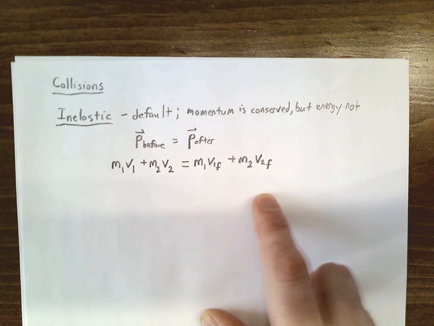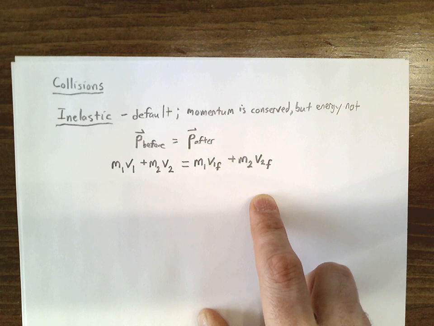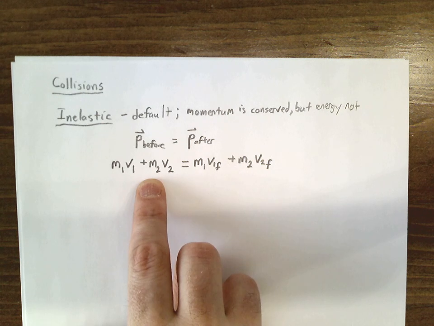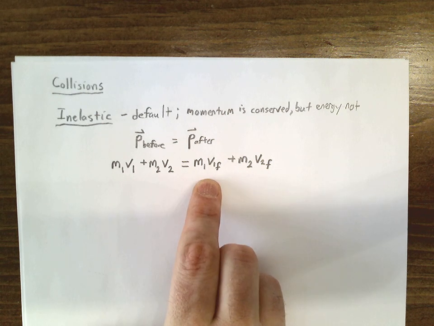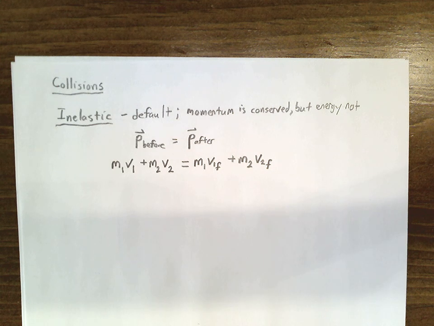So this equation looks like a lot. There's four different terms here, but all we're really doing is bookkeeping which objects have momentum and how much. Object 1, object 2 before the crash, object 1, object 2 after the crash. Just write it all down, and then we work with the equation that we've built.